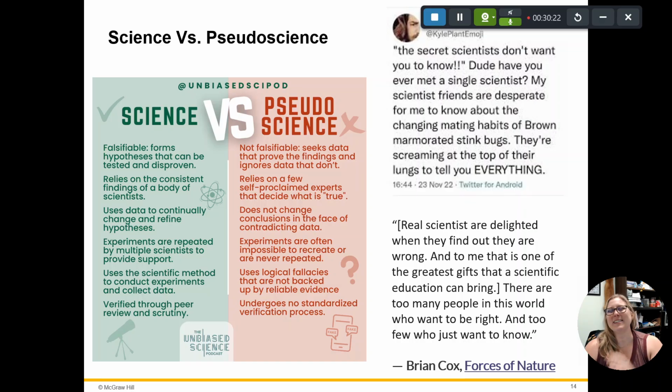Nobody, no scientist who's doing the actual scientific method, doing research, that big step of communication, we want to tell you everything, okay? And then the other thing that I think is really important is Brian Cox, who is a very wonderful scientist who does a lot of things like Neil deGrasse Tyson, says real scientists are delighted when they find out they're wrong. And to me, that is one of the greatest gifts that a scientific education can bring.